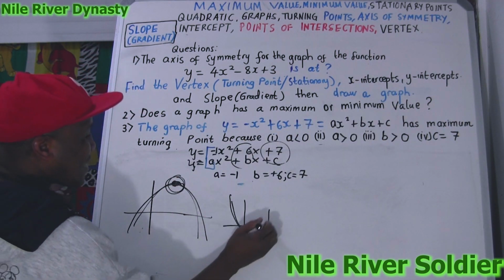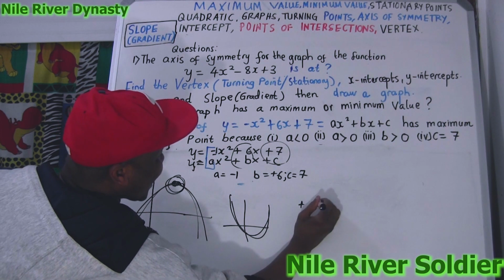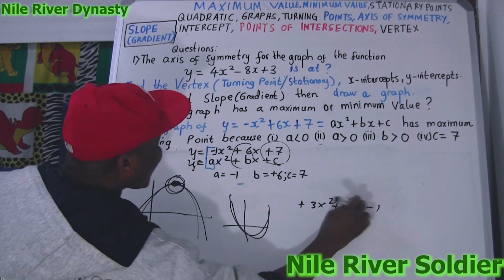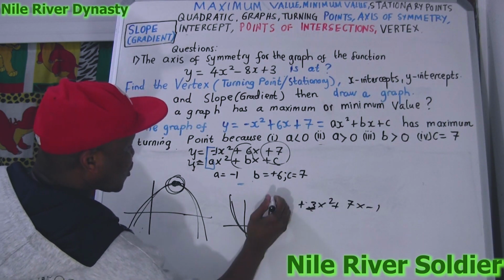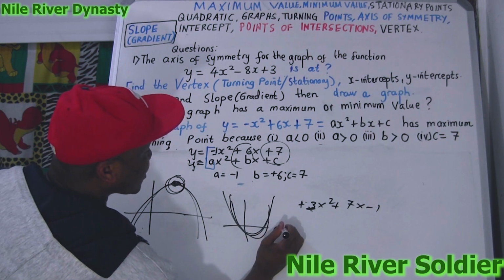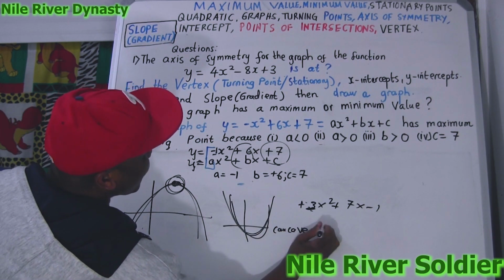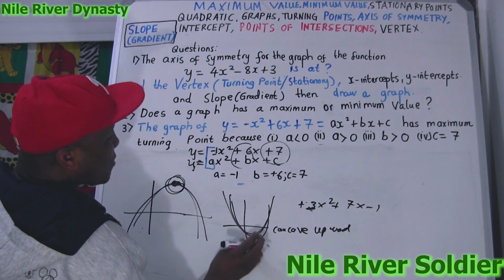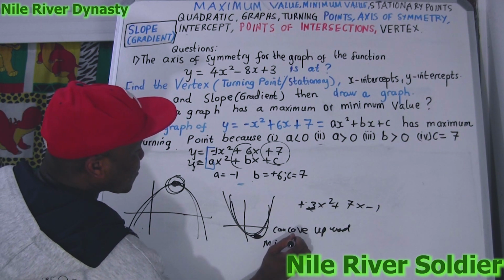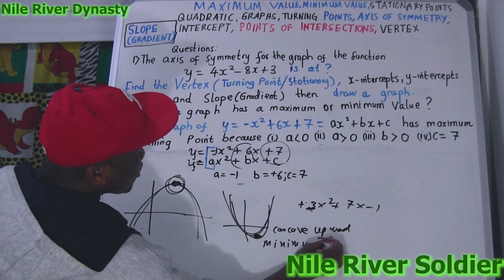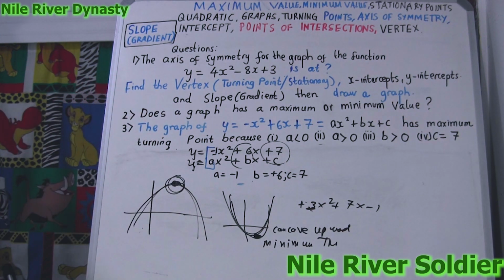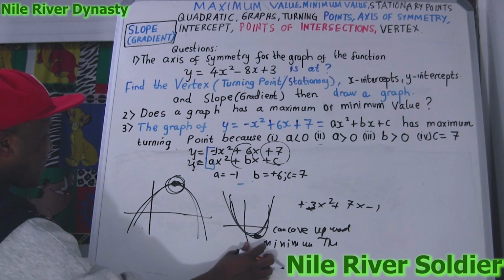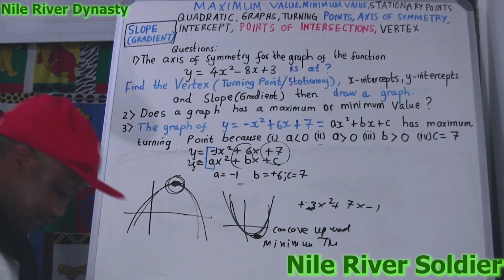But if your graph is concave upward, let's say something like 3x squared plus 7x, roughly, so this is greater than 0, so the graph is going to be concave upward, my apologies, I said downward. What that means is your turning point is going to be a minimum turning point. Minimum turning point, because look, it's at the bottom, but this one is a maximum turning point, so the graph is concave downward. This is minimum at the bottom, this is maximum at the top.